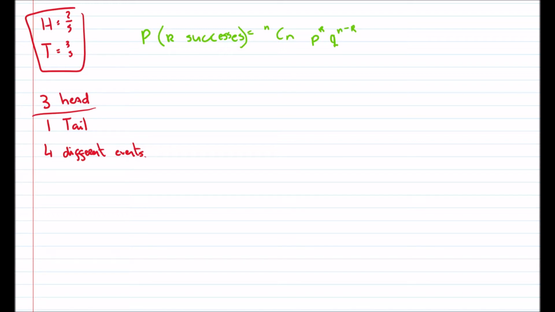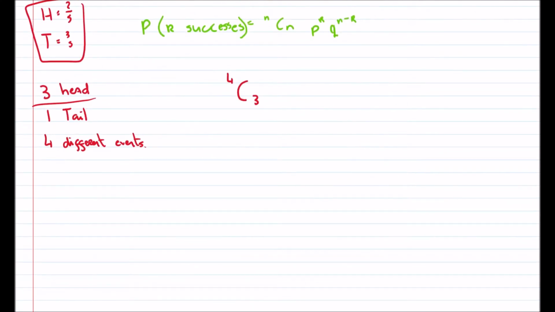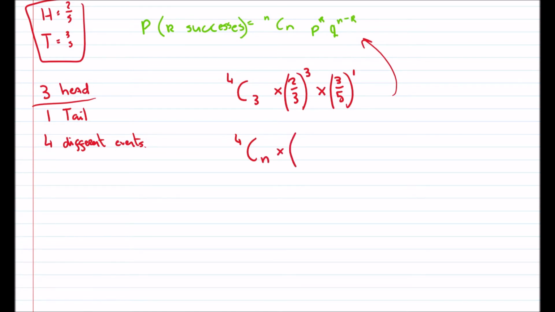Well, we're tossing it 4 times, and we want 3 heads. So we want to see how many different ways can we get 3 heads from 4 tosses. And that would be 4, choose 3. So how many different ways can we do it? We see it up here. It's actually 4 different ways, okay? So 4, choose 3. Multiply by, now, the probability of success is 2 over 5. And we want success 3 times. Now if we get success 3 times in that we have 3 heads, we must have 1 tail. So that would be 3 over 5, and that would be to the power 1.